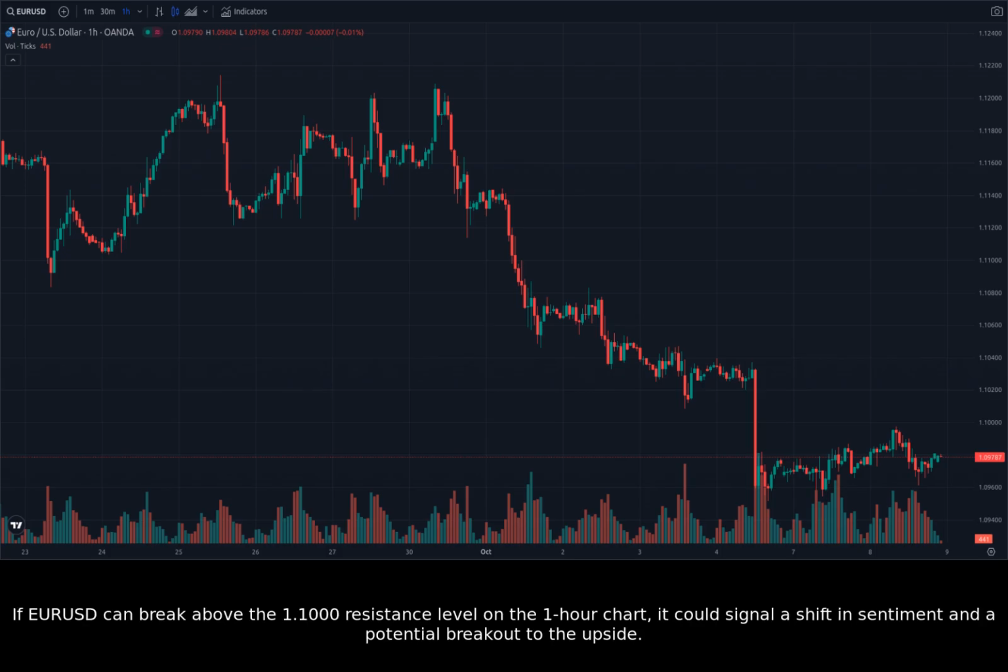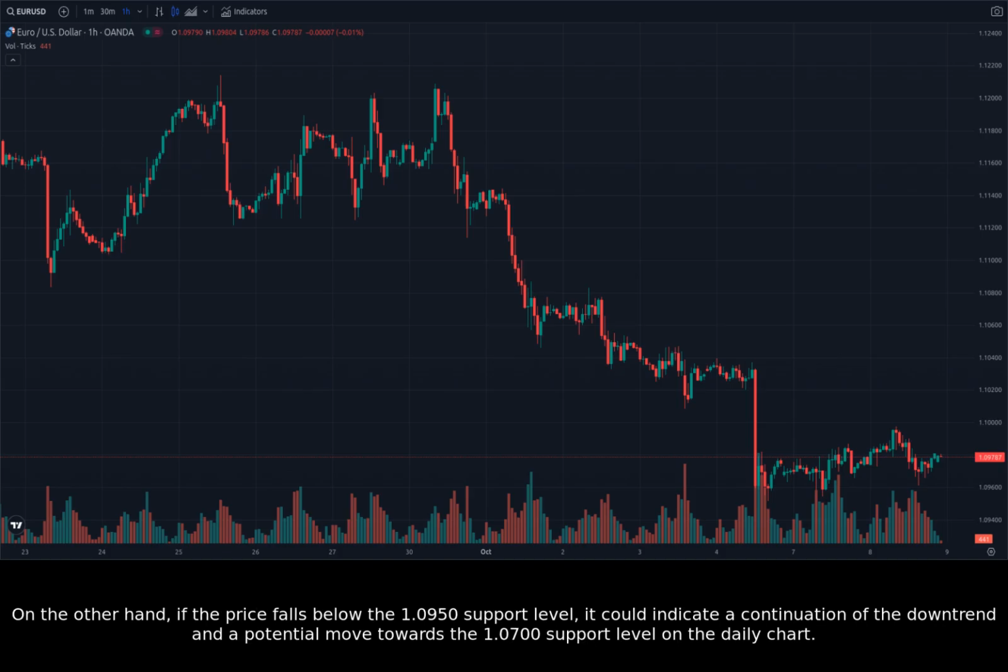If EURUSD can break above the 1.1000 resistance level on the one-hour chart, it could signal a shift in sentiment and a potential breakout to the upside. On the other hand, if the price falls below the 1.0950 support level, it could indicate a continuation of the downtrend and a potential move towards the 1.0700 support level on the daily chart.